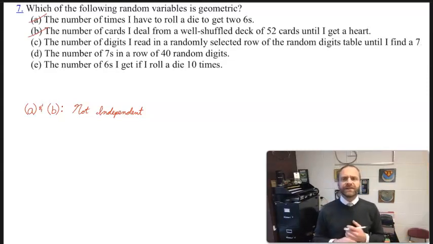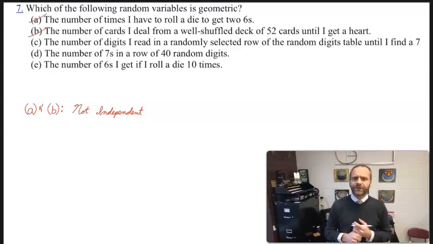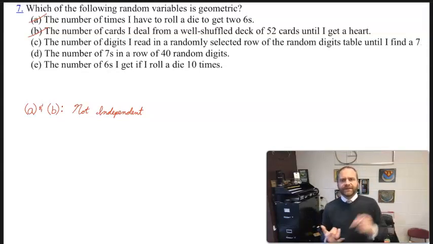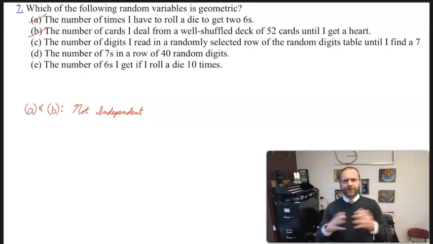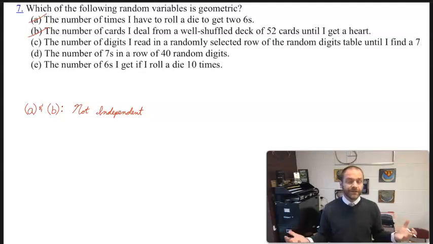So let's just go ahead and go. C, the number of digits I read in a randomly selected row of random digits until I find a 7. Okay. Until I find a 7. 7 is success, not a 7 is failure. So I know I have the binary. Is it independent? Well, yeah, it's a random digit table. So the digits are randomly there. One's not impacted by the other. Am I looking for number of trials until success? The number of digits I read until something happens? Yes. Probability of success till I get a 7? No, it's 1 out of 10. C looks good. That doesn't mean I'm going to highlight it yet. I'm leaning towards C. Let's read D and E.